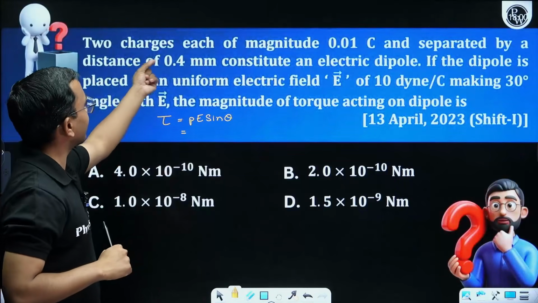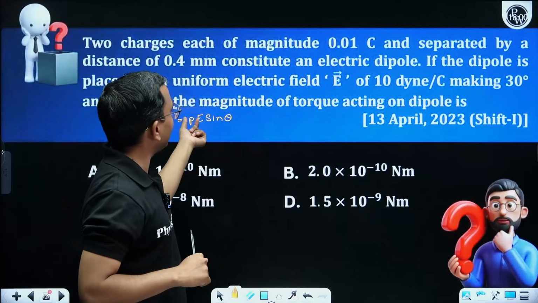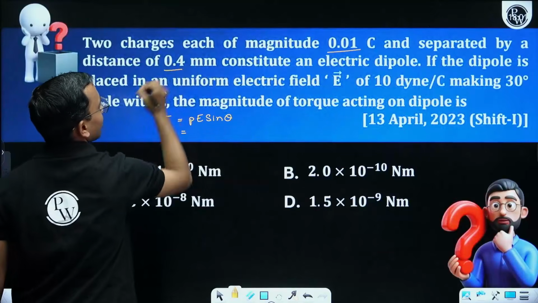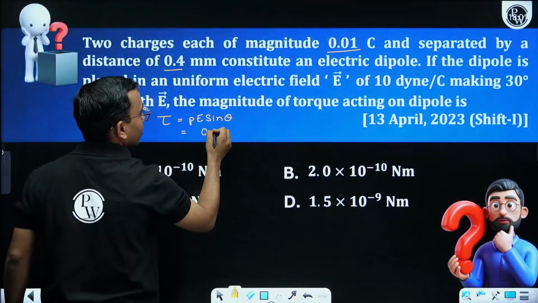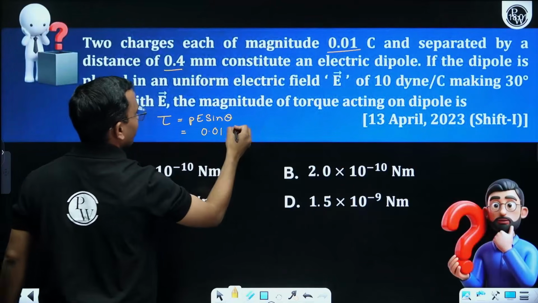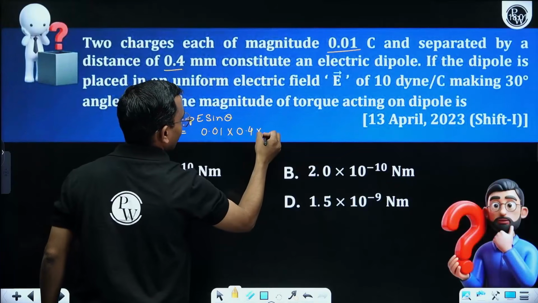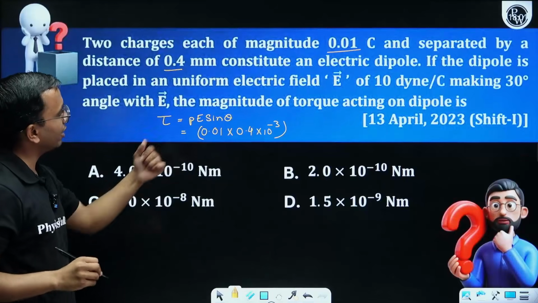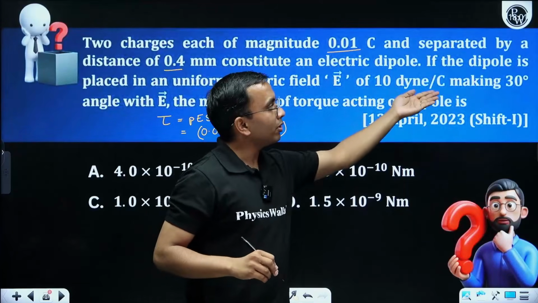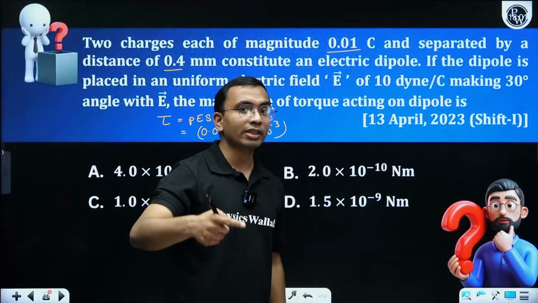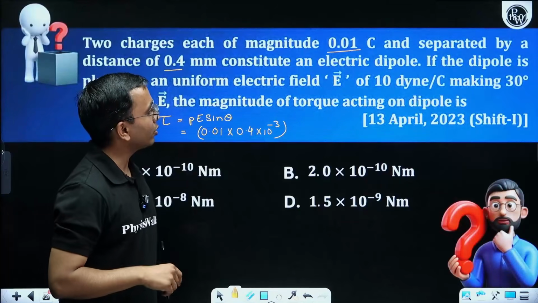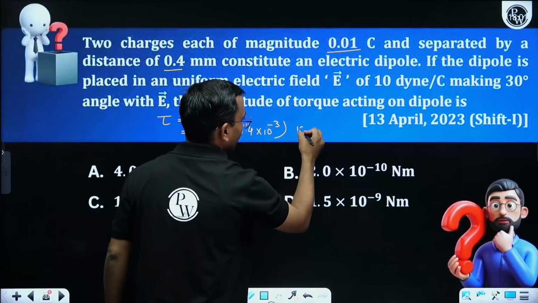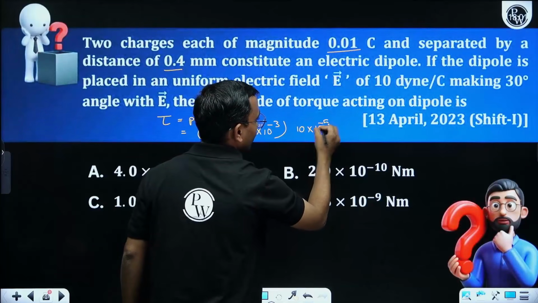First, writing P. P is Q into L. What is Q? Q is this. What is L? L is this. So Q is 0.01 into L is 0.4, and this is in mm, so 10 to the power minus 3. So this becomes my P. Now E, 10 dyne per coulomb. You have to convert that to SI units, to Newton per coulomb. So it will become 10 into 10 to the power minus 5. Got it?